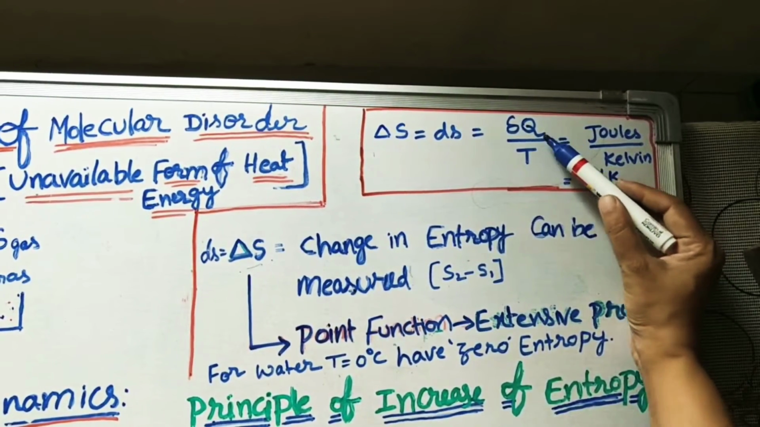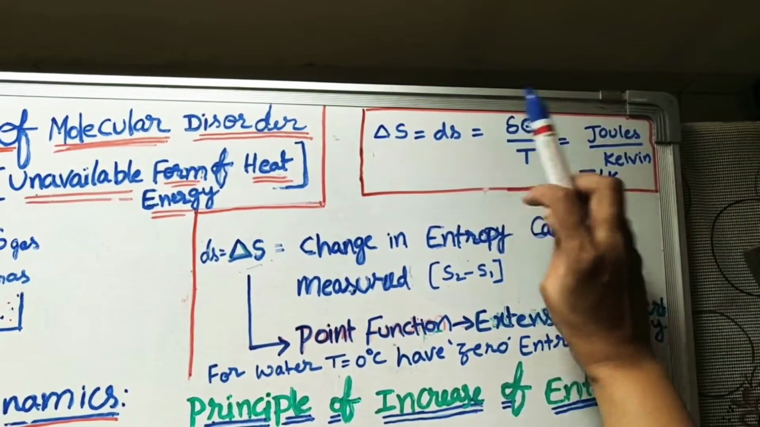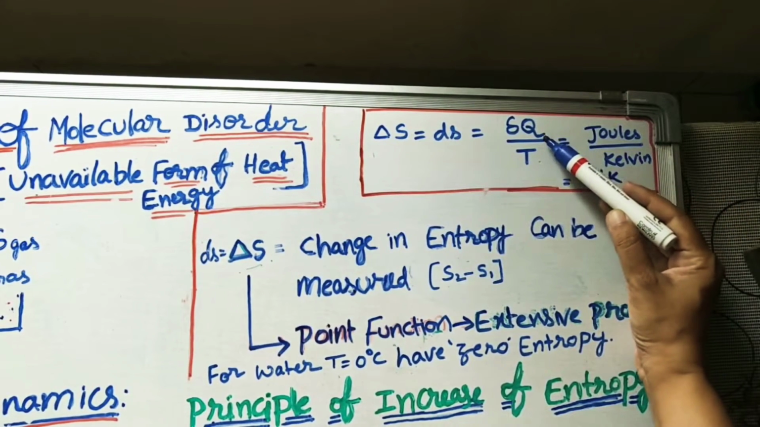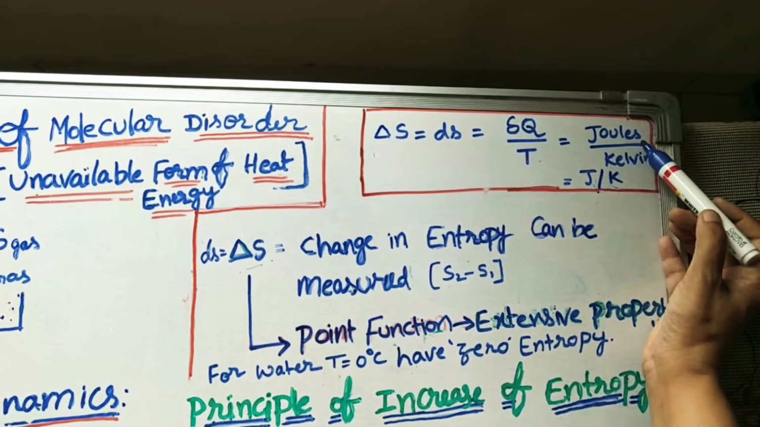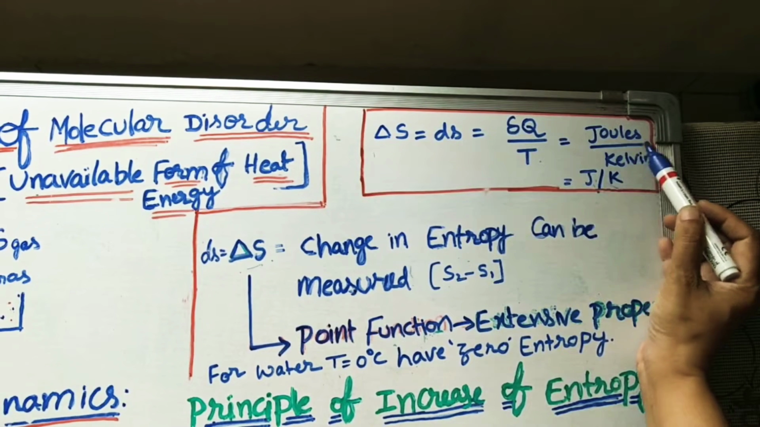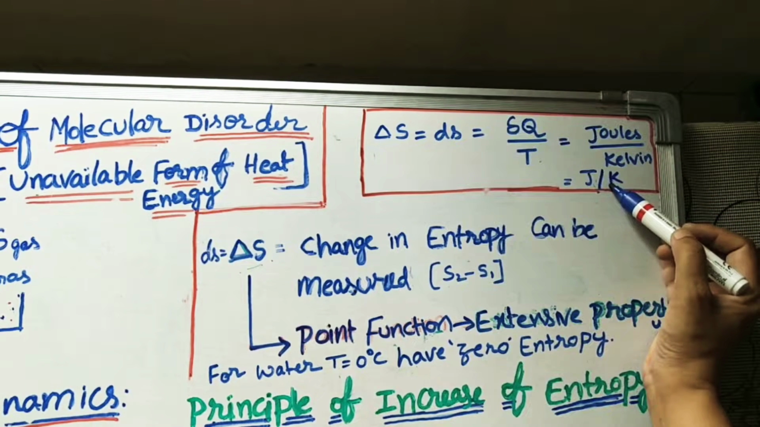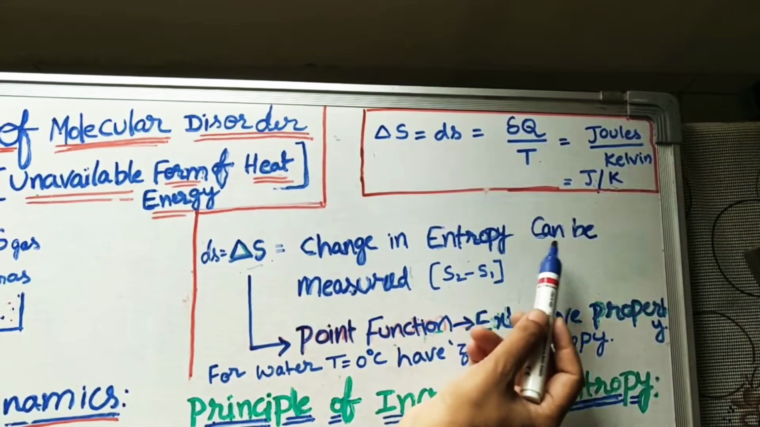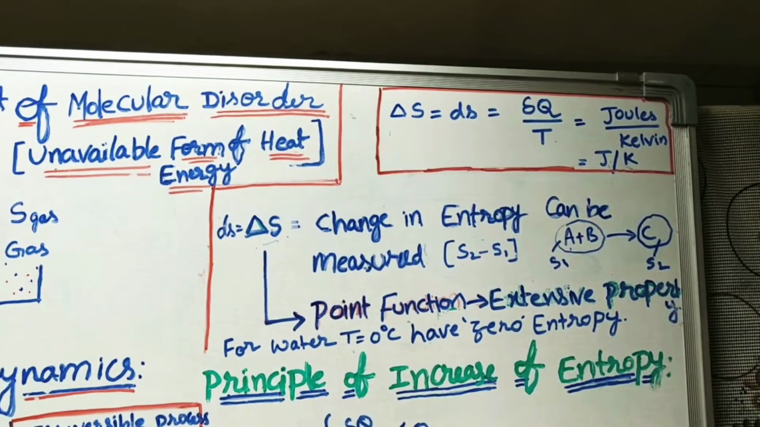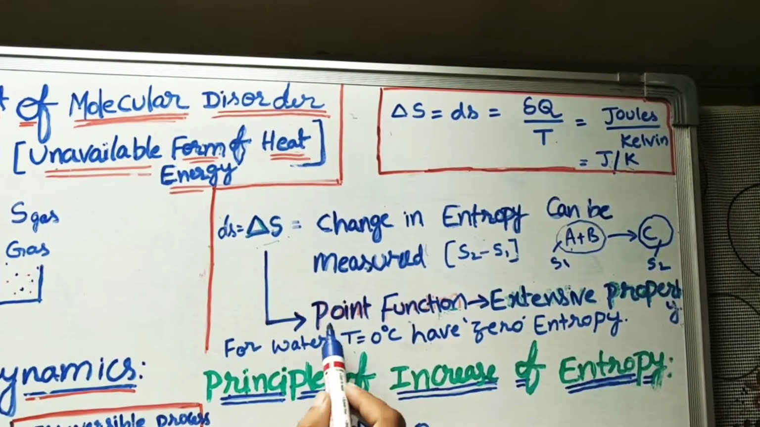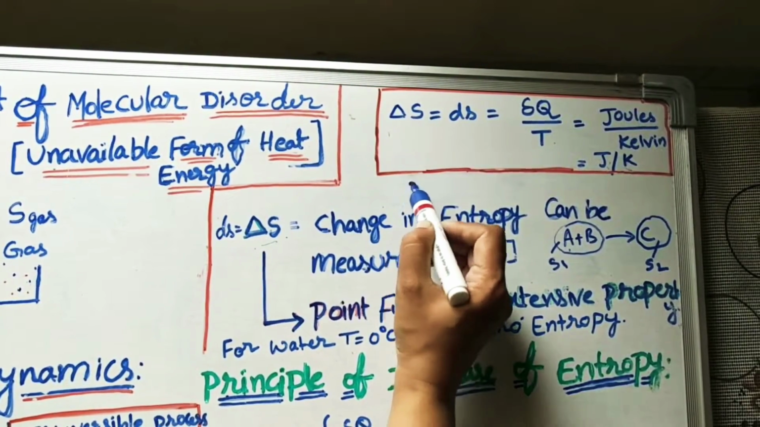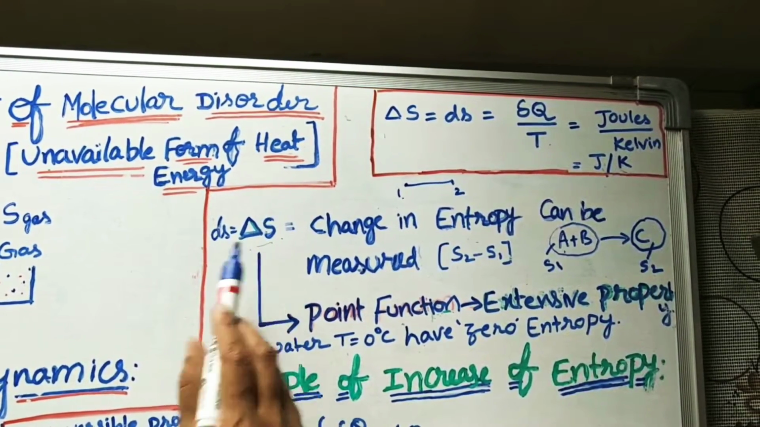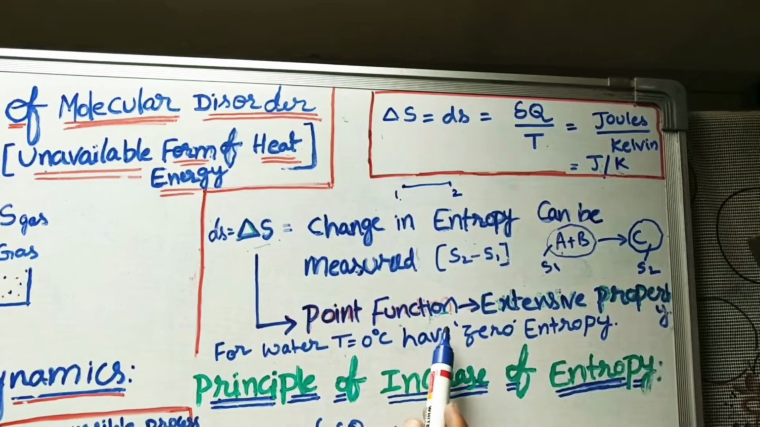So delta Q means change in heat, divided by temperature in terms of Kelvin. For heat transfer we take joules, for temperature we take Kelvin. So units are joule per Kelvin. Here I told just now dS or delta S means change in entropy can be measured. Change in entropy is a point function: from one point to another point, the difference S2 minus S1 will give the exact value. That's why we call it a point function.